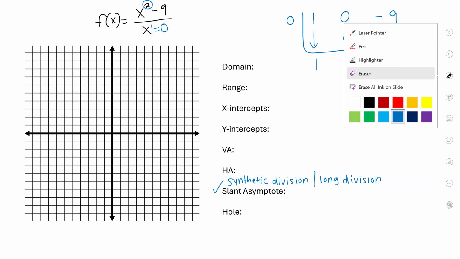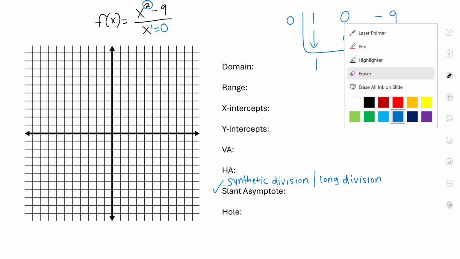So the result is the equation x plus 0. This is just my remainder, so that is not important. So this is my slant asymptote. It's basically y equals x. So that is my slant asymptote.